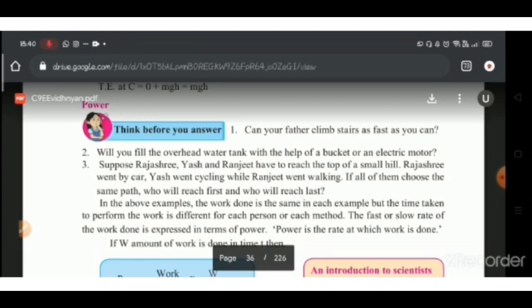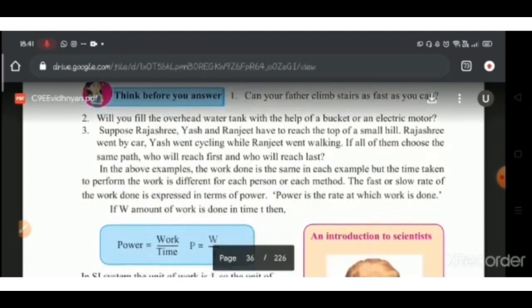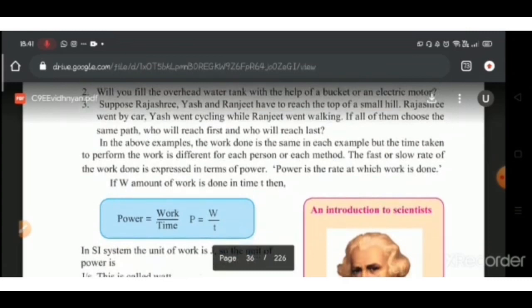Okay, in the examples, the work done is the same in each example, but the time taken to perform the work is different for each person or each method. The fast or slow rate of the work done is expressed in terms of power. Power is the rate at which work is done. If W amount of work is done in time t, then power is equal to work upon time. Power is equal to W upon t. What is power? Power is the rate at which the work is done.